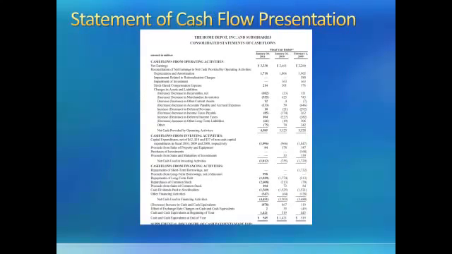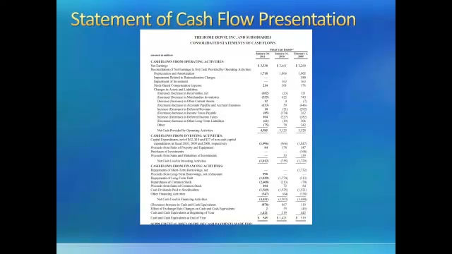Here we have the statement of cash flows. This reports the change in cash from one period to the next for the entity. We see that there are three sections: operating, investing, and financing. The three of those sections added together show the net change in cash. Then the net change in cash added to cash and cash equivalents at the beginning of the year equals cash and cash equivalents at the end of the year.